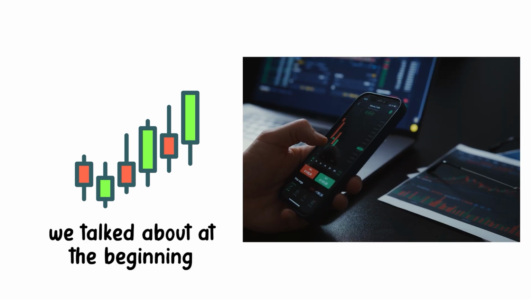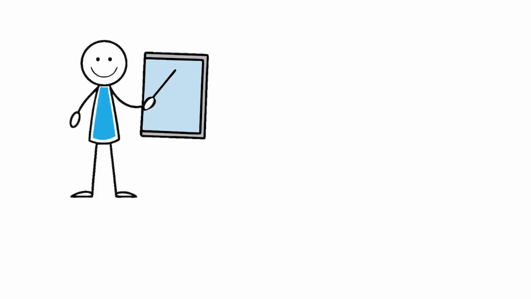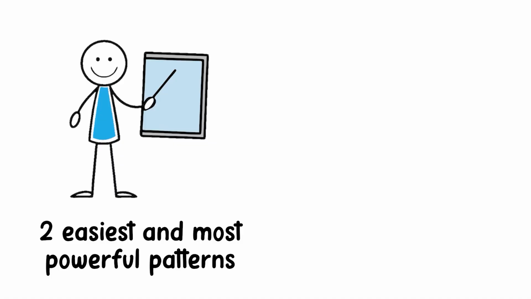Number 5. Simple candlestick patterns. Remember those green and red bars we talked about at the beginning? Those candlesticks? Some of them form special shapes that predict what happens next. Let me teach you the 2 easiest and most powerful patterns.